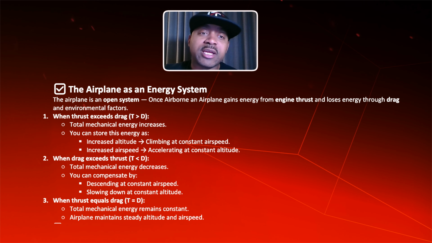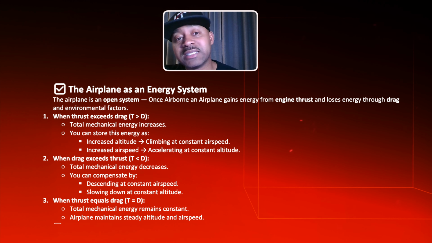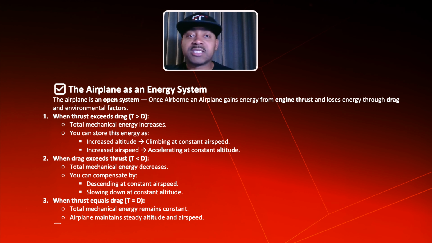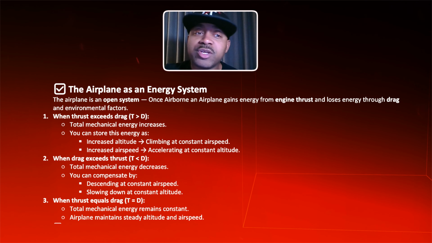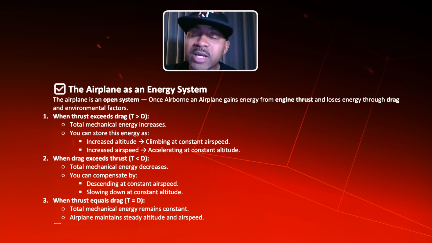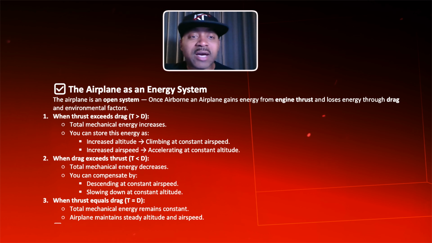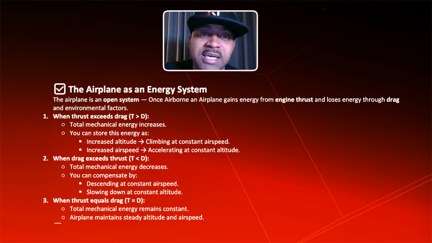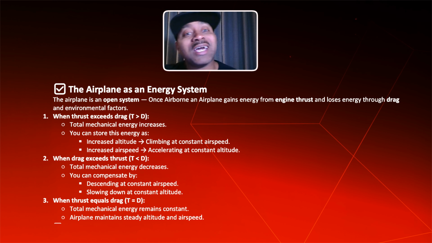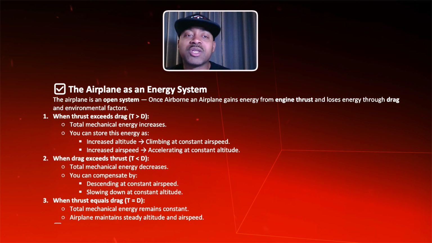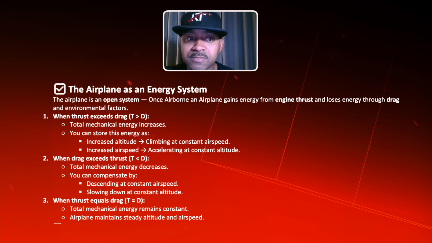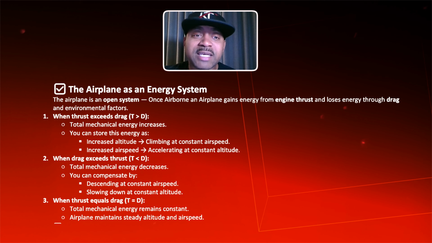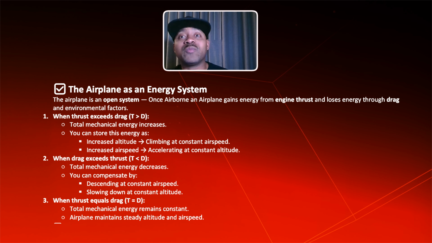Now, when your thrust exceeds your drag, your total mechanical energy increases. You can store the energy as increased altitude, so you climb at a constant airspeed, or you can increase airspeed, accelerating at a constant altitude. So one or the other. When your drag exceeds your thrust, so you have less thrust than you have drag, your total mechanical energy decreases. You can compensate by descending at a constant airspeed or slowing down at a constant altitude. And when the thrust equals the drag, the total mechanical energy remains the same. The airplane can maintain steady altitude and airspeed in this state.